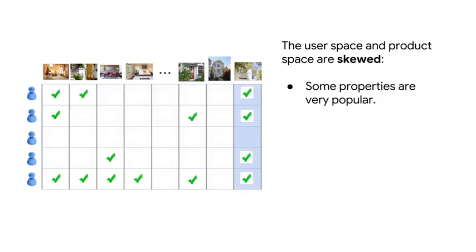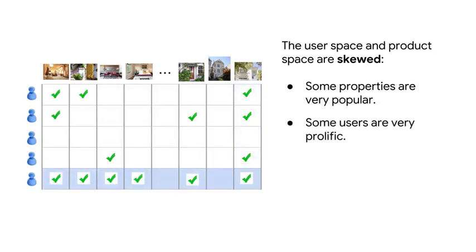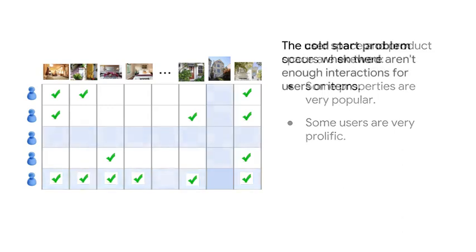Some properties might be very popular. Maybe that property is a resort with 1,000 cabins. Or there could be a few users that are very prolific. Maybe they're motorcycling around the country and staying in rental homes every day of the year. Or maybe some users just like everything. If you naively take all the ratings for all users, you risk overemphasizing certain users or products.